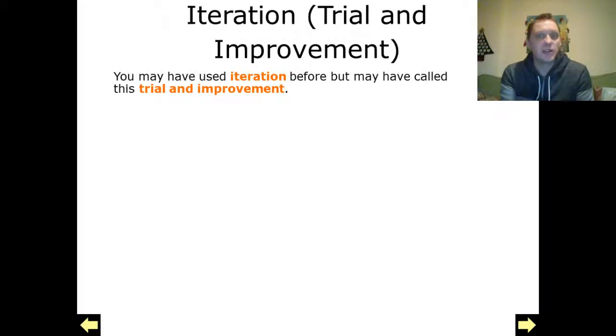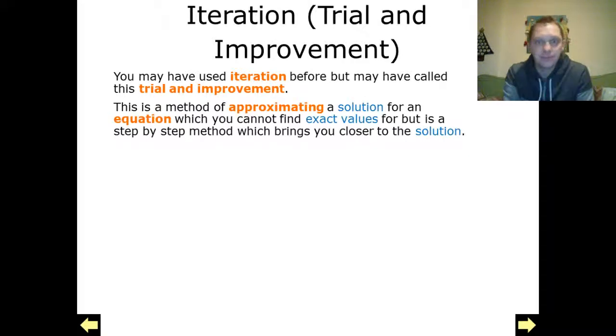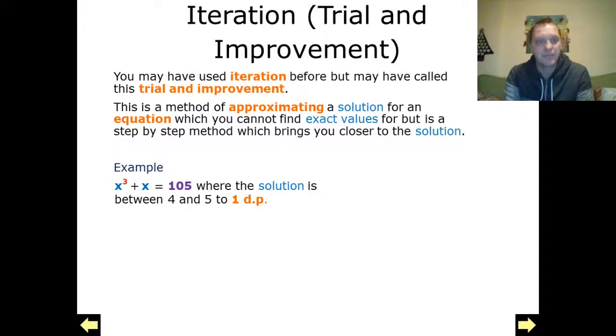So when we are talking about iteration, we are talking about a method which is going to start off at one point, maybe not have the complete solution, and keep trying until we get closer and closer to the solution. So it's a form of approximating where a lot of times when these crop up in questions, we aren't going to find the exact value, but we're going to find the solution which is closest to the exact value.